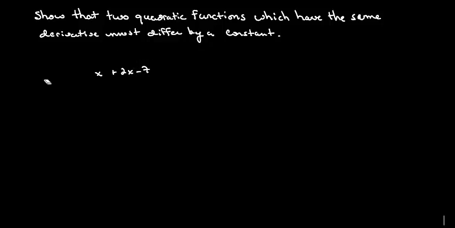Okay? Now here's what we have to be careful with. We can't start out with two functions that differ by a constant and show that the derivatives are the same. That's logically not correct with what we have here. We have to take two quadratic functions that have the same derivative.